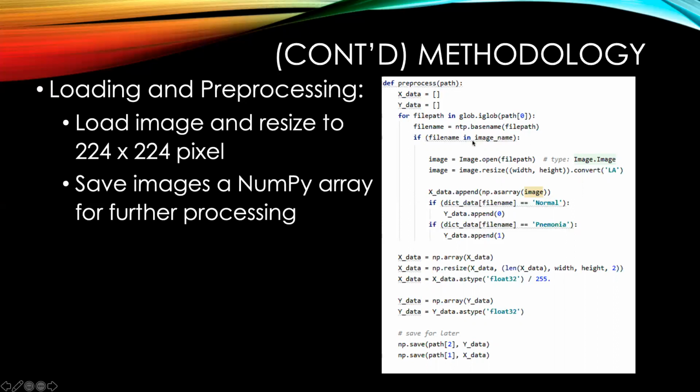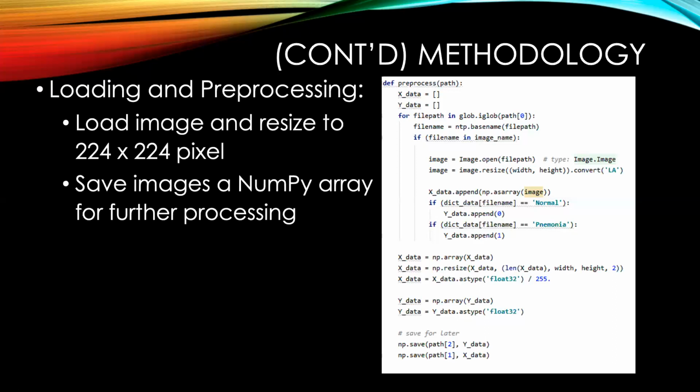So basically, image names is a list of image names which was gotten from the CSV file. I want to check if the file name that I get from the path supplied is contained in the image names. If it's contained in the image names, then what I can do is to check in the dictionary that I saved.